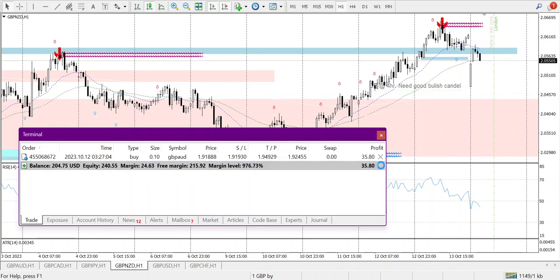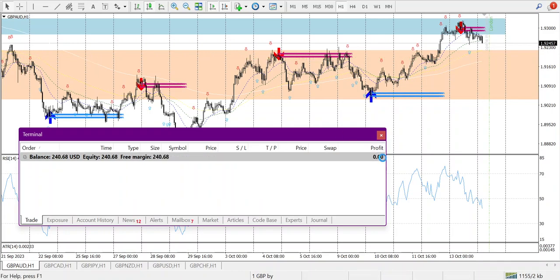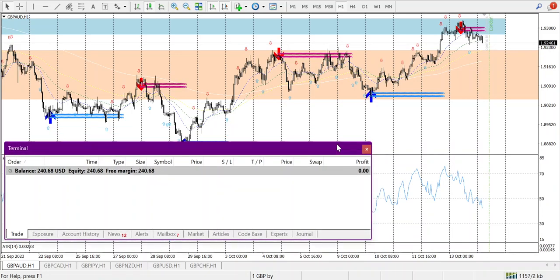So I am going to exit it. And it was expected, actually. Talking about GBP AUD, it is the same. The market has turned, so I'm going to exit out. So now we are starting from scratch to analyze the market.